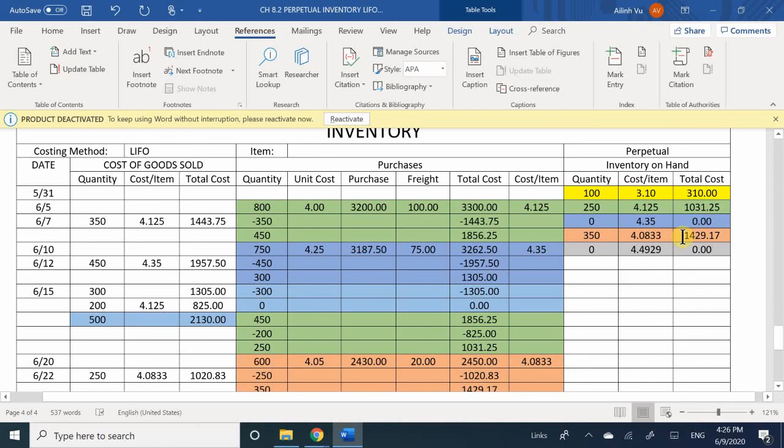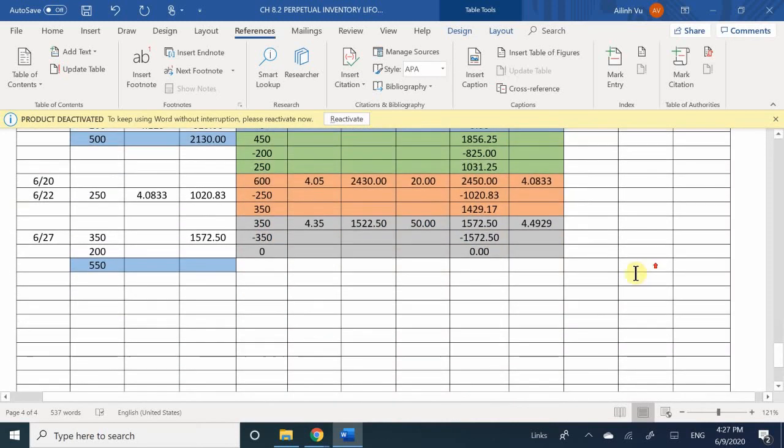Okay, so how much is it going to cost to sell one item from the orange batch? Oh, it's going to cost... Wait a minute. Are you looking on my screen? Yeah. Okay, all the information's right here. So how much is it going to cost you to sell one item from the orange batch? Or I'm sorry, the pink batch, orange batch. Oh, $4.0833. Good.